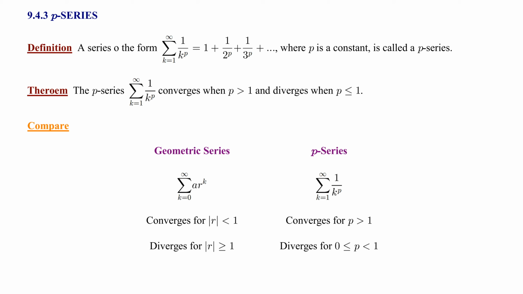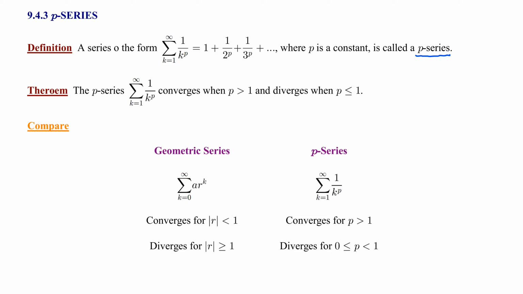Now, just a heads up here, notice that p is a power, but we are not calling this a power series. This is intentionally named a P series. In Chapter 10, we're going to look at something called a power series, which is distinct from this P series that we're considering. So, p is a power, but we call this in particular a P series.